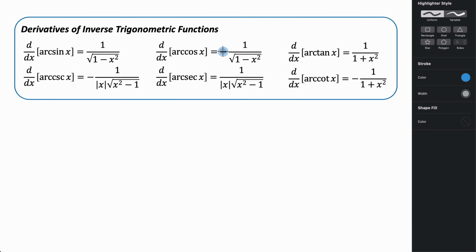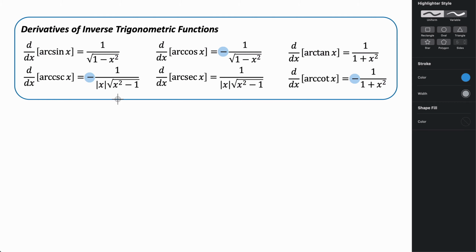One thing that you might notice is the inverse sine and inverse cosine, their derivatives are basically identical. The only difference between them is this negative here. The same is true about the arctangent and arccotangent. Again, they are basically the same except for the negative sign. And the same is true with the arcsecant and arccosecant. Again, they're basically identical aside from the negative sign.